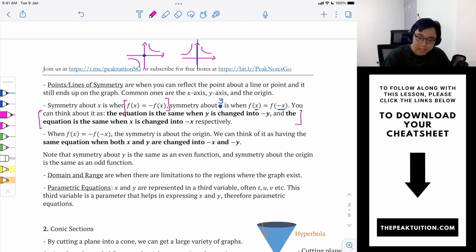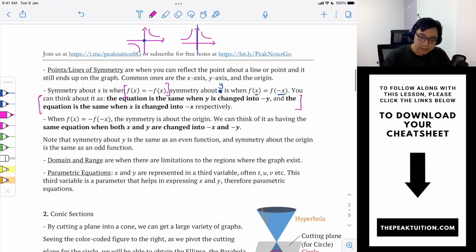Okay? In any case, symmetry about the origin will look like this. We can think of it as having the same equation when both x and y are changed into minus x and minus y. Essentially, it's like flipping both the x and y axes. Okay? So note that symmetry about y is the same as having an even function. Even function just is the same definition. And symmetry about the origin is the same as having an odd function, which is again the same definition. Okay? So for example, sine is actually an odd function and cosine is an even function. Okay?